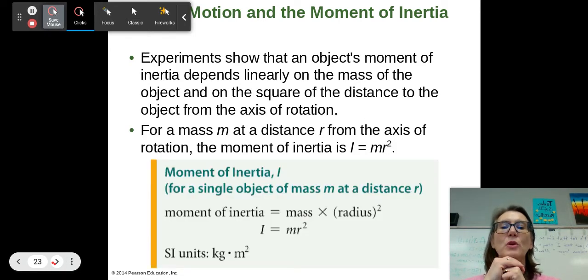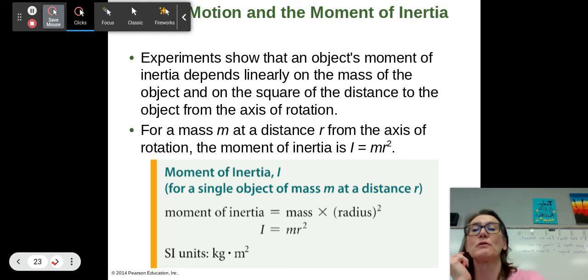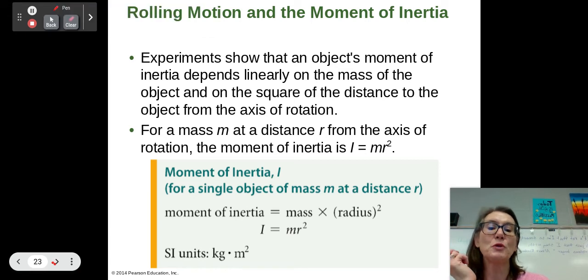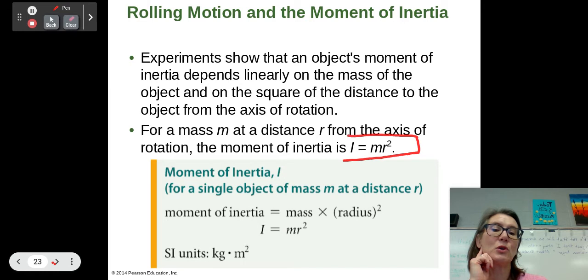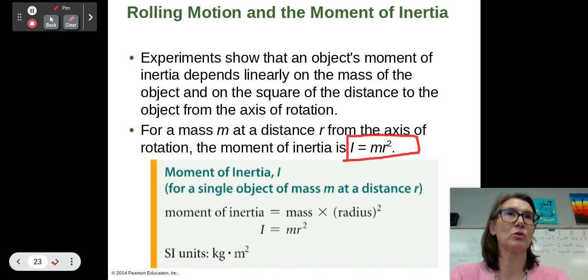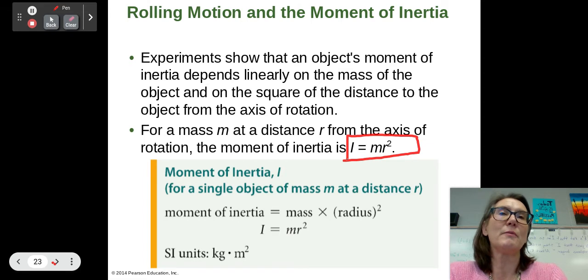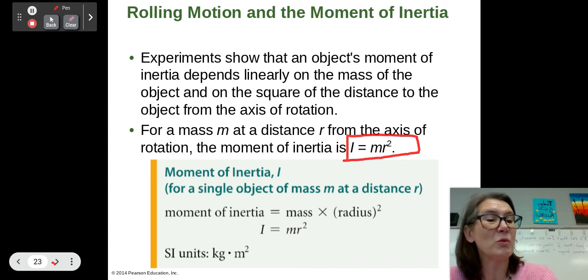So here's an example. Experiments show that objects' moments of inertia depend linearly on the mass of the object and the square of the distance to the object's axis of rotation. So for the most part, an object's moment of inertia can be determined with that particular equation. It's mass times r squared, or its distance from the radius squared. Radius meaning the axis of rotation. Now, the shape of that object is going to affect that as well. So we actually have more than one equation for moment of inertia, okay?